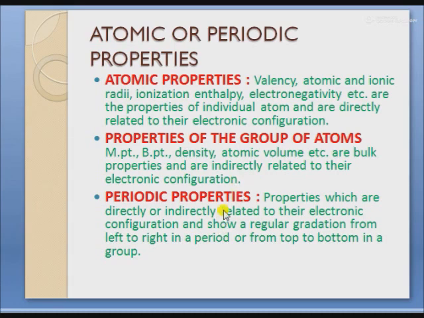Next are the periodic properties. When we move from left to right in a period or top to bottom in a group, properties of the elements show regular change, which is directly or indirectly related to their electronic configuration, and these properties are called periodic properties.